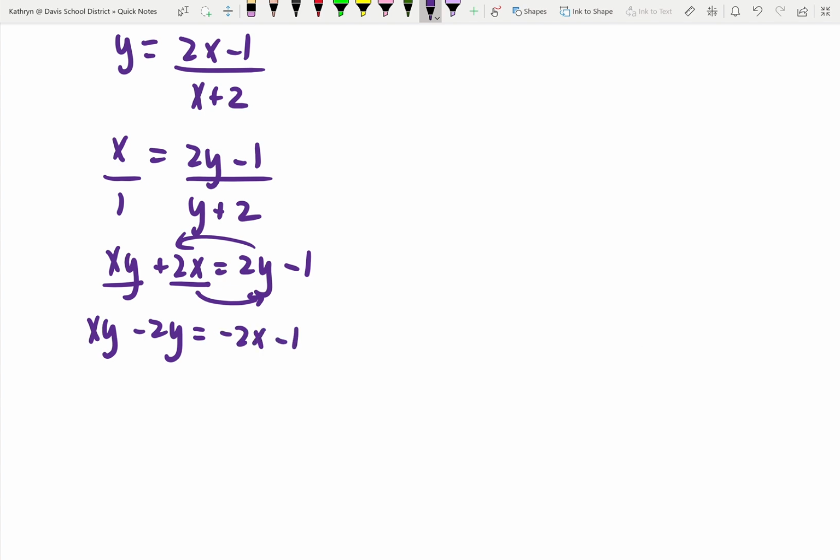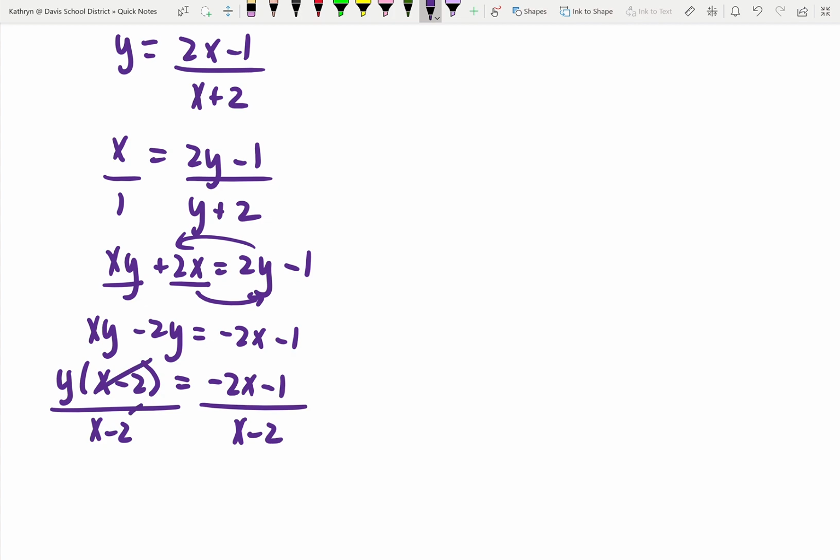Now I'm trying to solve for y, but I can't add xy and negative 2y together because they're not like terms. So I'm going to take out a y and I'm left with x minus 2 and then equals negative 2x minus 1. People get confused. Do I put the negative 2x minus 1 on the bottom or the x minus 2? Well, guys, look, you're trying to get the y alone. So if you divide by x minus 2, now the y is alone.